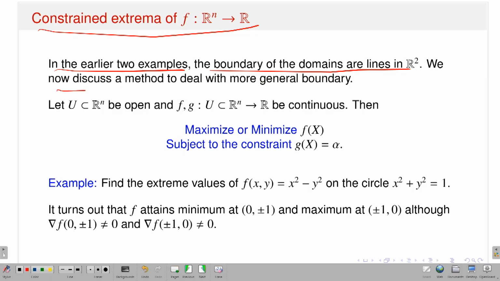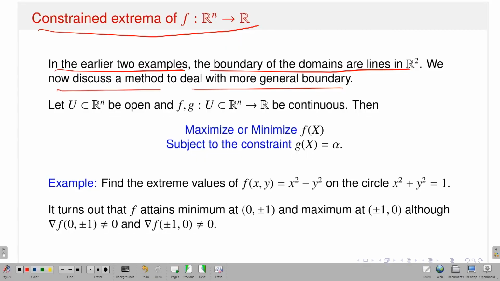So now we discuss a method to deal with more general boundaries, because if I go to higher dimension, it need not be a line, it could be a plane, it could be a surface. In that case, how do we handle those situations? Since it is in R2, it is perfectly all right. But once I go to more than 2 dimensions, it will be a surface or a plane. So how to handle those situations, that's what I have written.